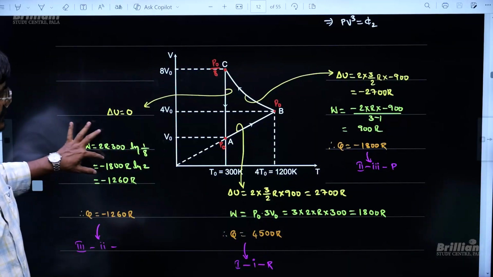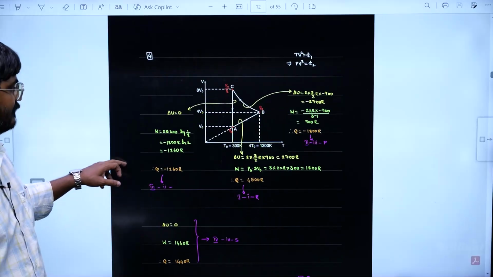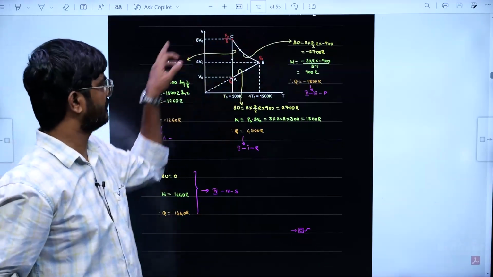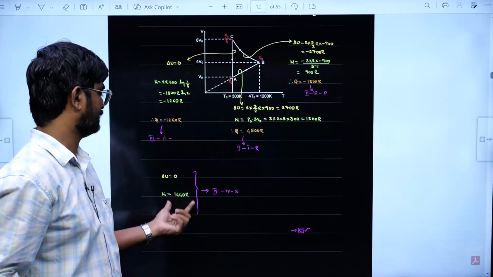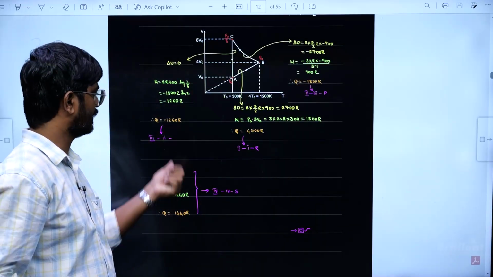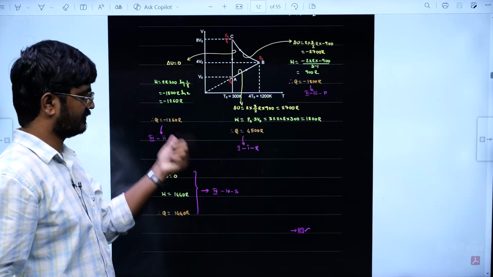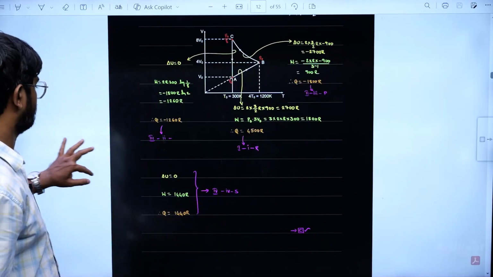Now that itself says the answer. If you want to find it for the cyclic process, delta U will be the summation of all these, which is going to be 0 anyway. Work done also, you can add them. This plus this is going to be Q, or you can add all the Q values. That will give you the required answer.